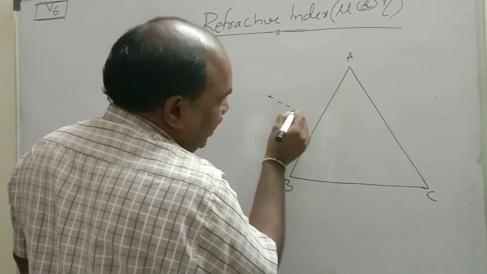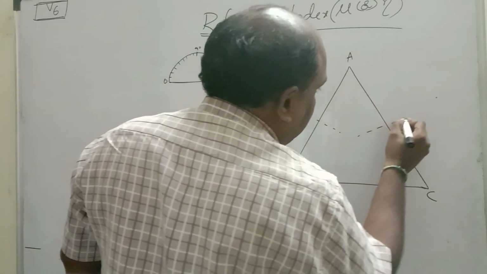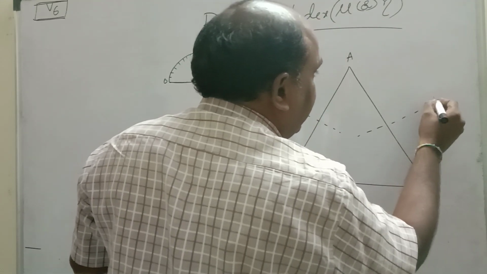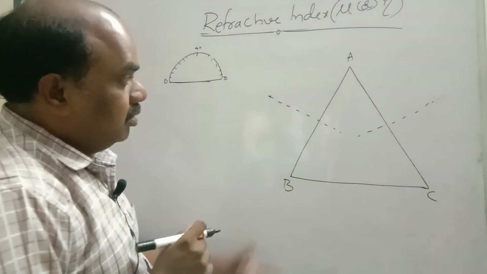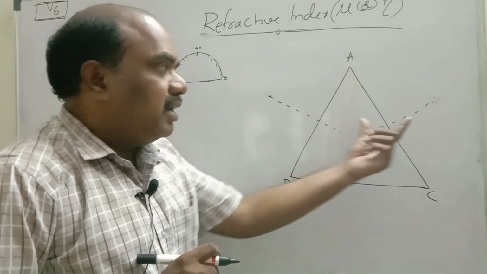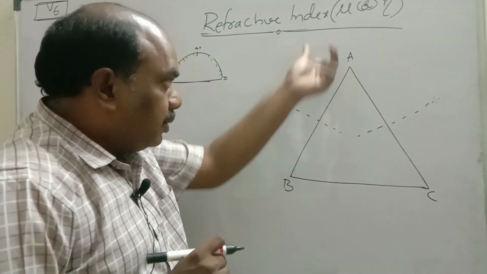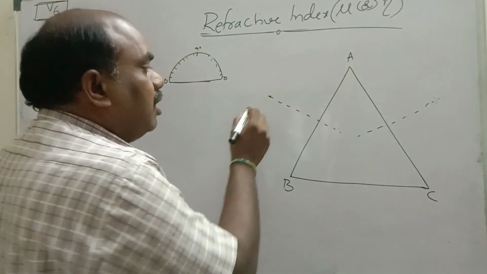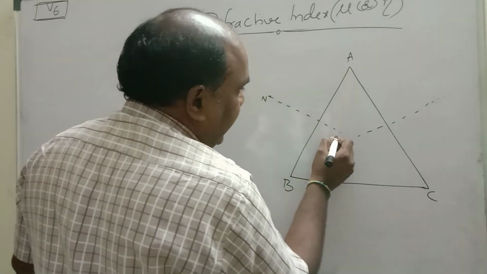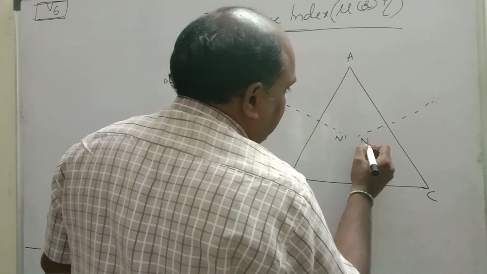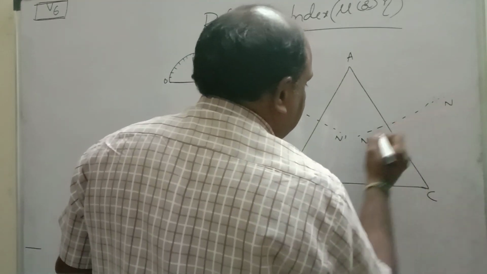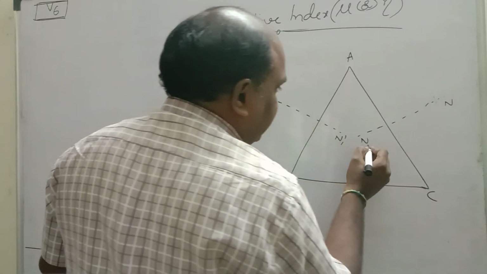If you draw a perpendicular line with the scale, this is called the normal. Normal means nothing but a line perpendicular to the given surface. This is normal 1, this is normal 2: normal to AB and normal to AC. The first normal is denoted by N dash, the second normal by N1 dash. Otherwise, this is N1 dash and this is N2 dash.